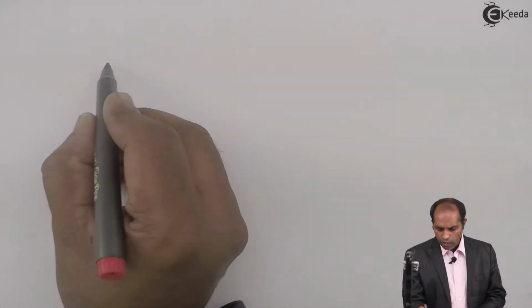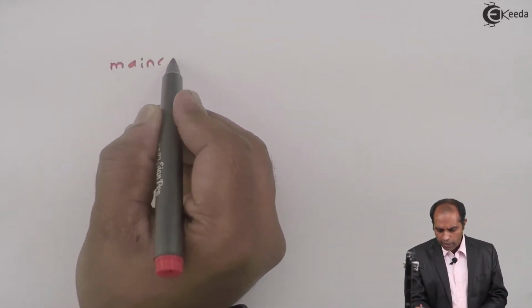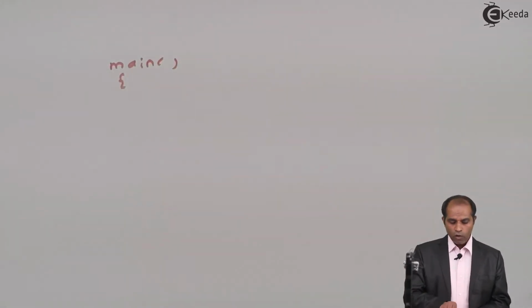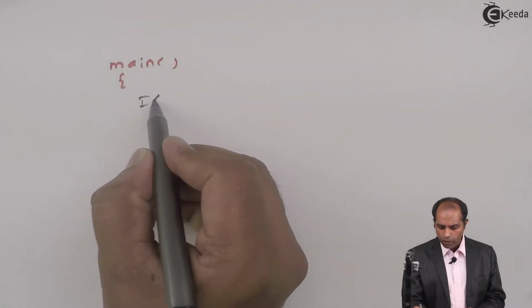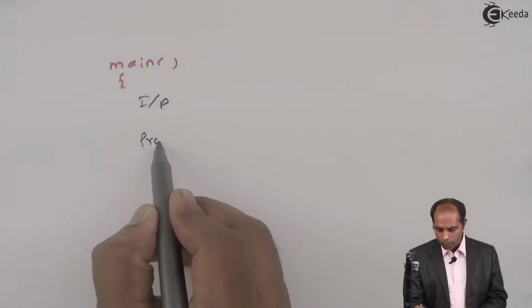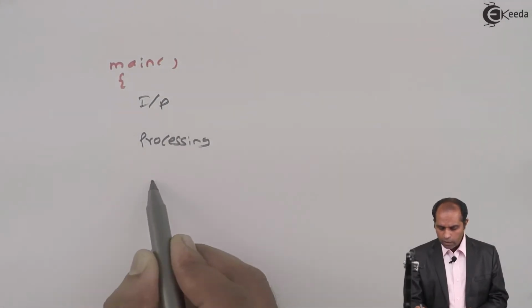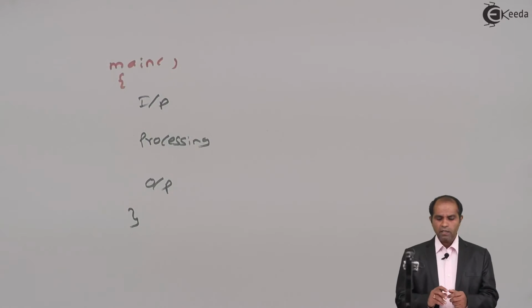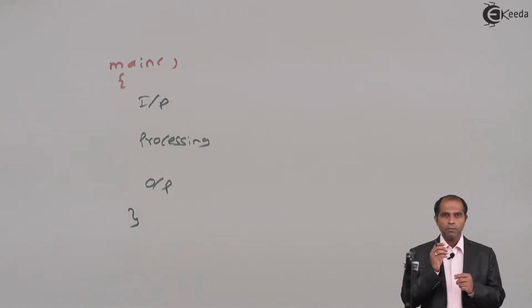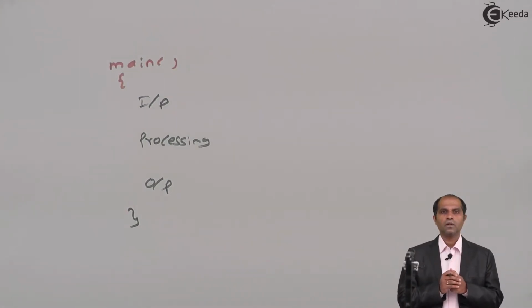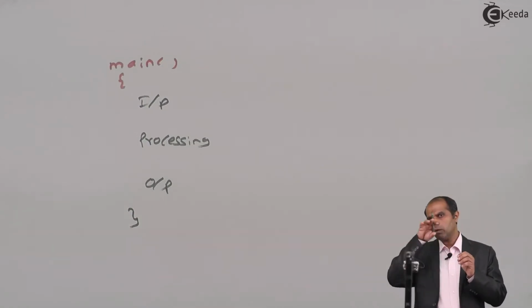So now how will the program appear? Your main will now do only one part out of these three. Till now your main was indulging in three parts: your main was reading input, processing, and displaying the output. A main used to have three things: input, processing, and output. A part of this particular main has to be now taken outside.